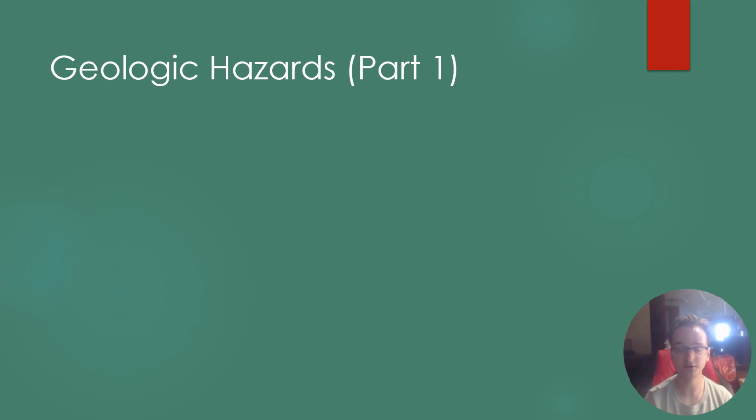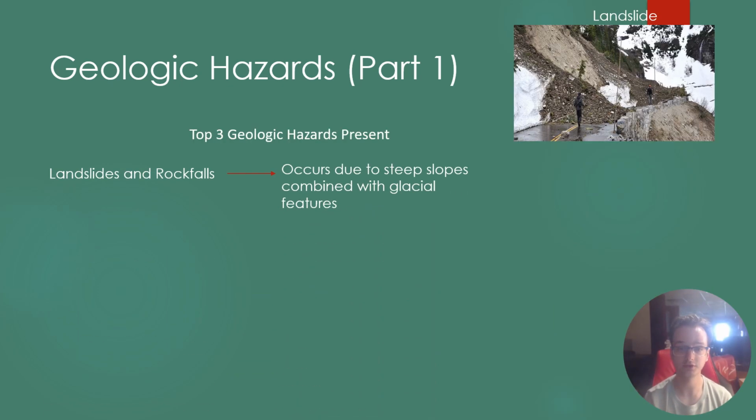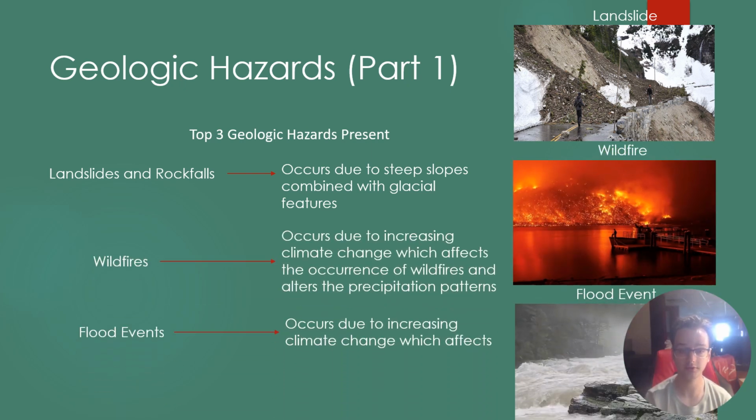So on this slide, we're going to be talking about the geologic hazards. There are 3 geologic hazards present in Glacier National Park: landslides, wildfires, and flood events. These landslides and rockfalls occur because there are steep slopes and many glacial features, and the water ends up loosening up the rock. Like I said earlier, there was argillite, which is very soft and easily erodible. The combination of that with some water causes landslides to occur in this area quite often.